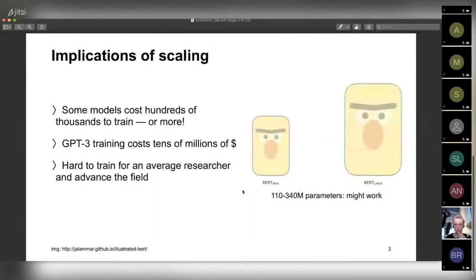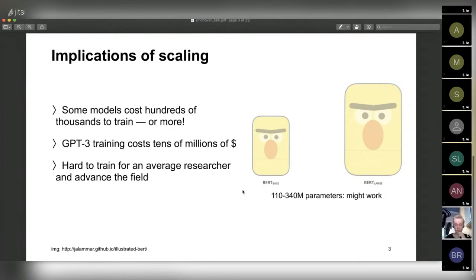This was demonstrated in GPT-3. Now, what does this mean for an average researcher, not from the top 3 or top 5 research groups all over the world? It means that some models might cost hundreds of thousands of dollars to train, or even more, due to these high GPU memory requirements. This also means that training of these models, for instance, GPT-3, may cost tens of millions of dollars in terms of compute only.